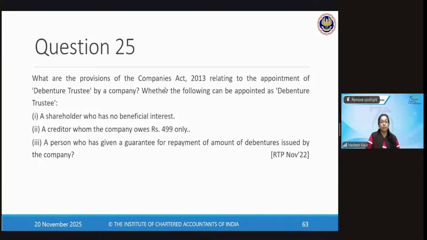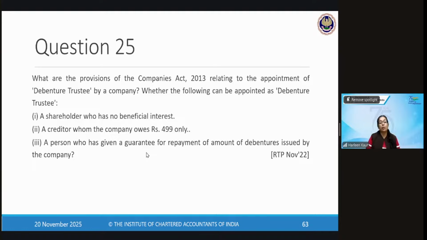What is the meaning of pecuniary interest, Ram? Having no pecuniary interest means 2% of gross turnover or total income of 50 lakhs, whichever is lower, in the preceding 2 years, should not be the relationship that he has with the company. Very well answered. So what are the provisions relating to debenture trustee, and can the following people be appointed?